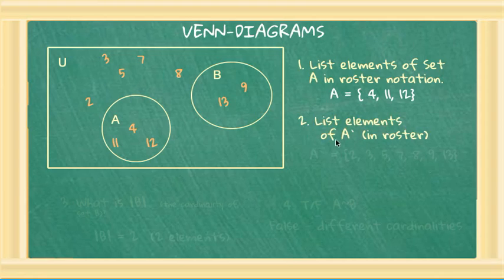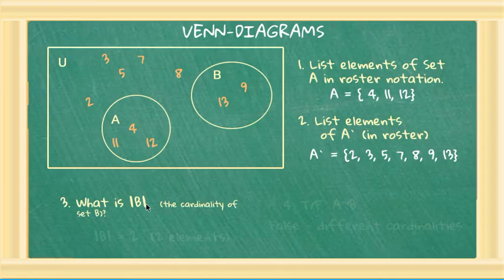Question 2, list elements of A prime in roster. All right, what does that mean again? A prime is everything that's not in A. So we look over here, everything that's outside of the circle of A is in A complement or A prime. So basically all these, the 2, 3, 5, 13, 9, anything outside of there, even if it's in B, is in A complement, or the complement of A. So listing them off, we see it's 2, 3, 5, 7, 8, 9, and 13. Okay.